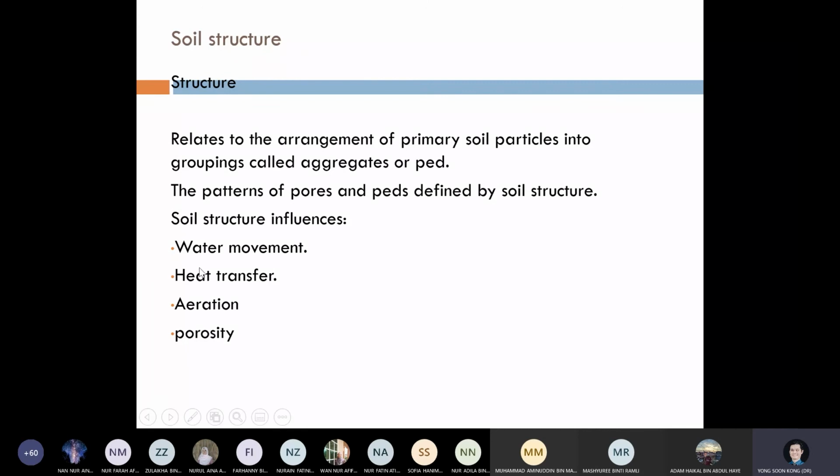Now, another thing is aeration. Last time when I explained the introduction about soil, I told you that the soil needs air. And why is that so? Because during nighttime, the plants need oxygen for respiration. So don't think that plants are always doing photosynthesis. Photosynthesis only happens during daytime where there's sunlight.